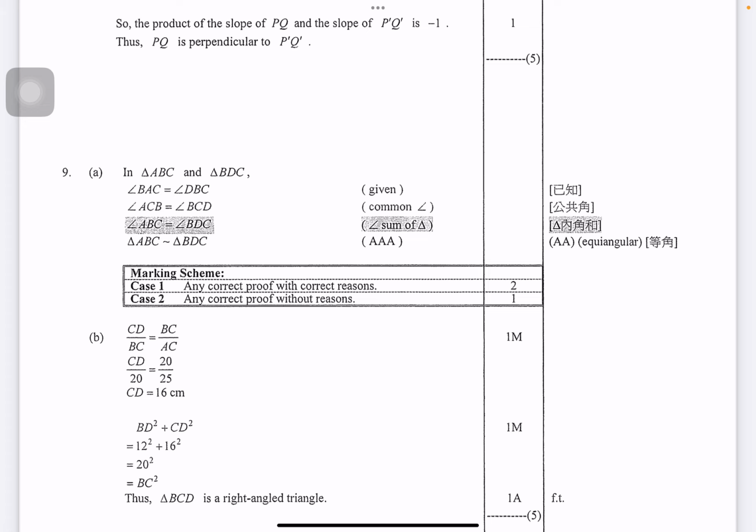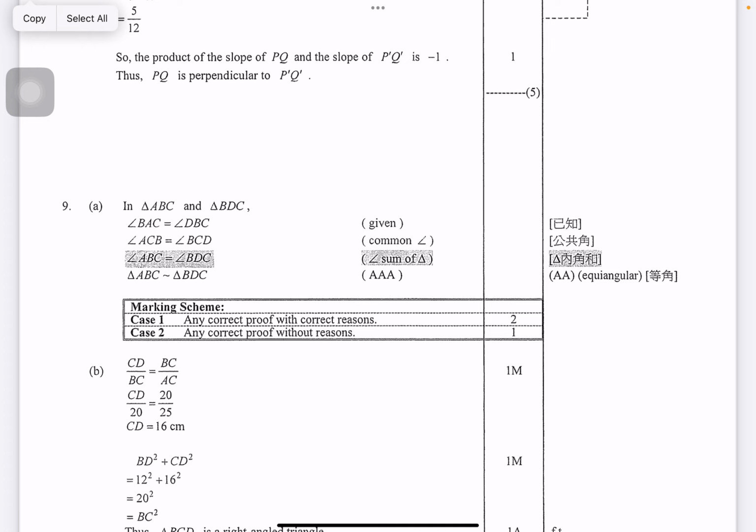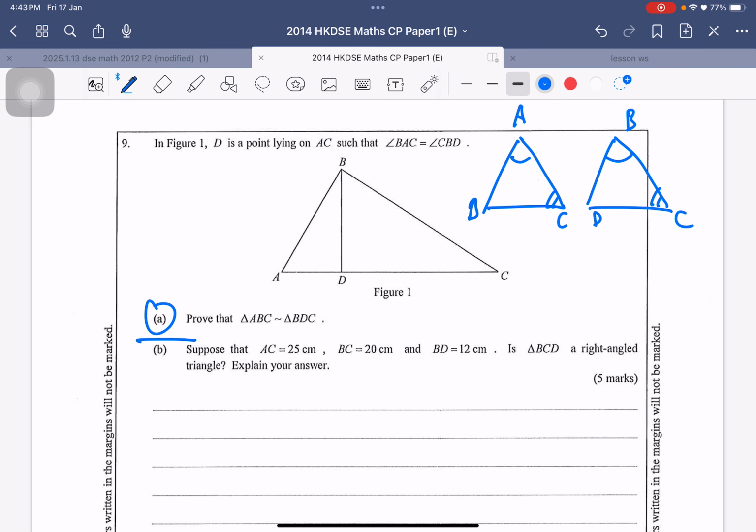Okay? Alright, so understand. I'm not kidding you, you don't need to write this. Alright, so can I skip the proving part? Yeah. Okay? So remember, after you prove it, you need to write either AA. If you only have two angles being proved, then you write AA. If you write AAA, then you need to say the angle sum of triangle. So don't get mixed up, okay?